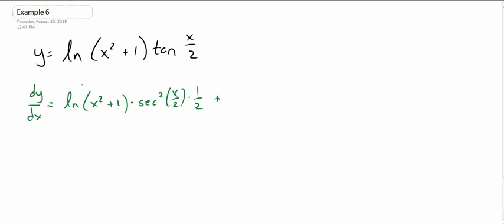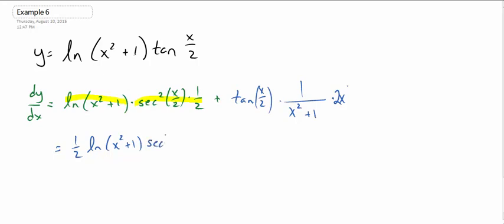So that's first times derivative of second plus second times derivative of first. Derivative of natural log was 1 over, times the derivative of what's inside, which would be 2x. And just a little cleaning, not a lot. 1/2 natural log (x squared plus 1) secant squared (x over 2) plus 2x over (x squared plus 1) tan(x over 2). And there we go.